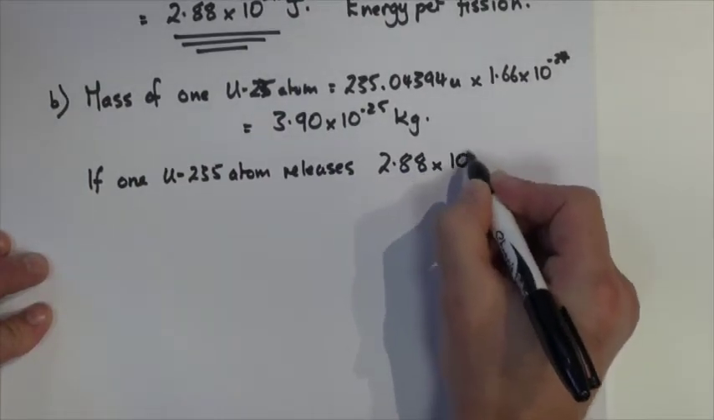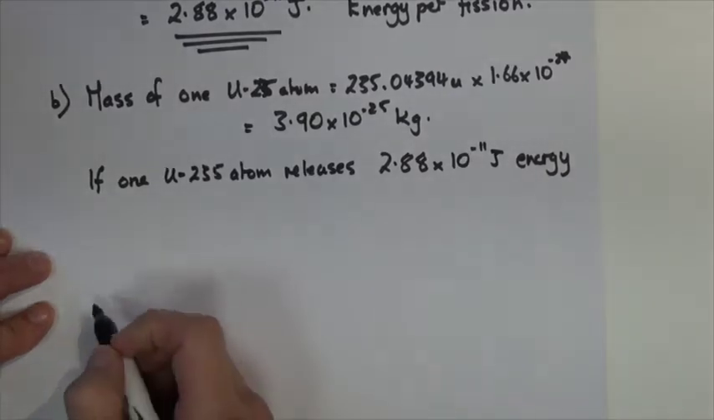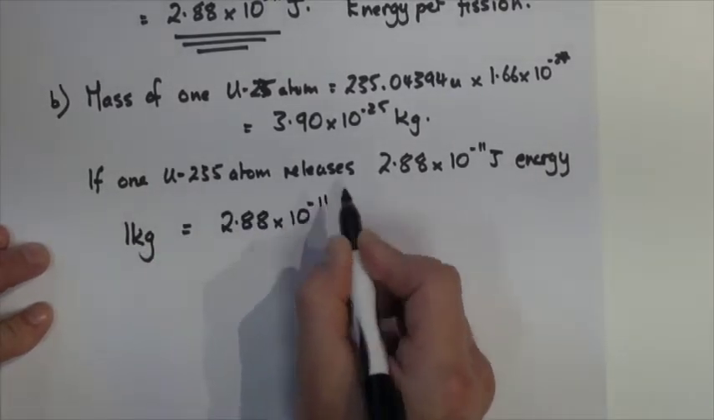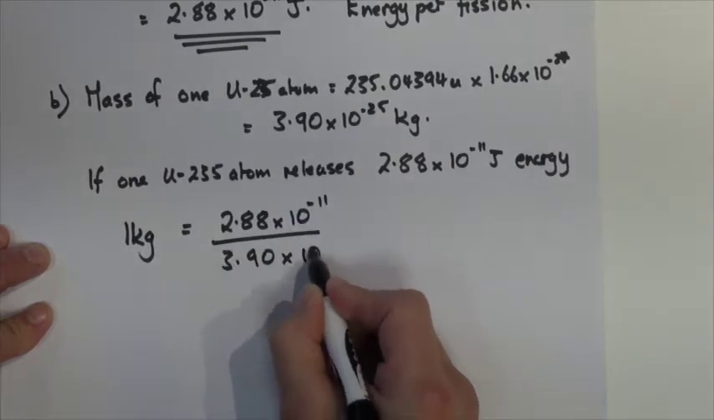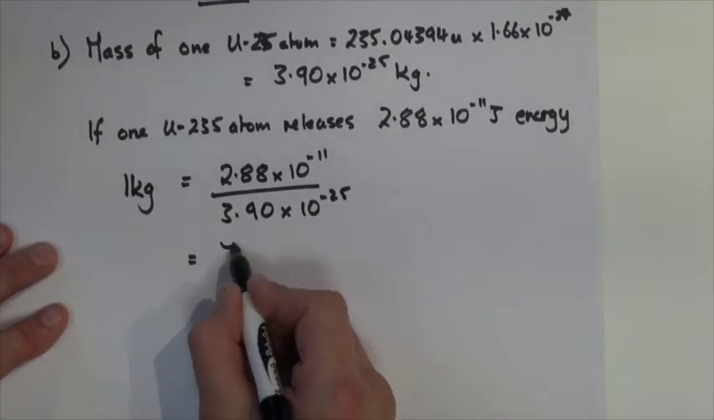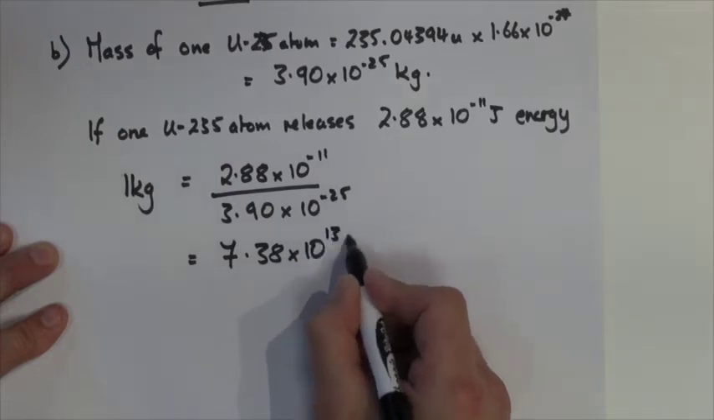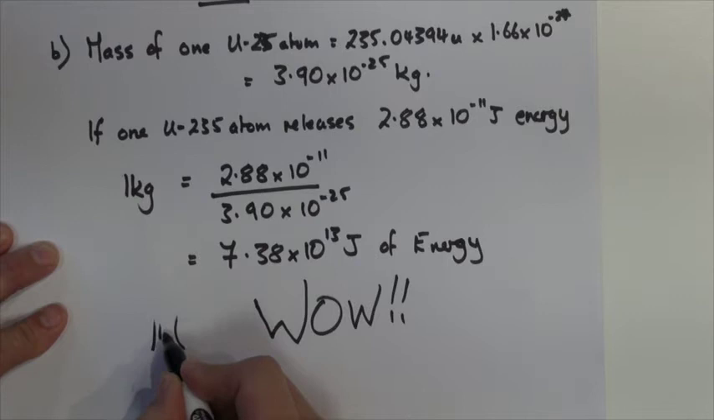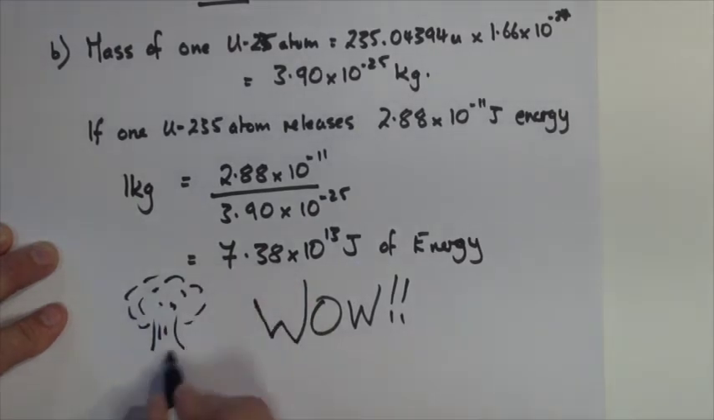So we know that 1 atom releases 2.88 times 10 to the negative 11 joules of energy. So 1 kilogram will be that value divided by 3.9 times 10 to the negative 25, which gives me 7.38 times 10 to the 13 joules of energy. Wow, that's huge. That's what generates a nuclear bomb.